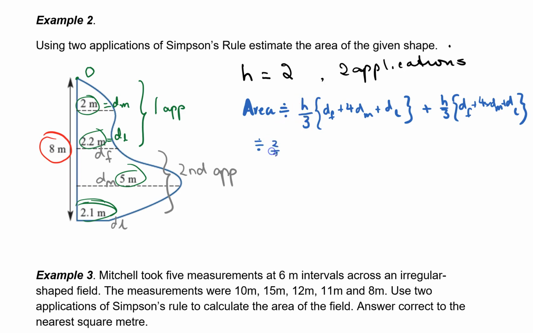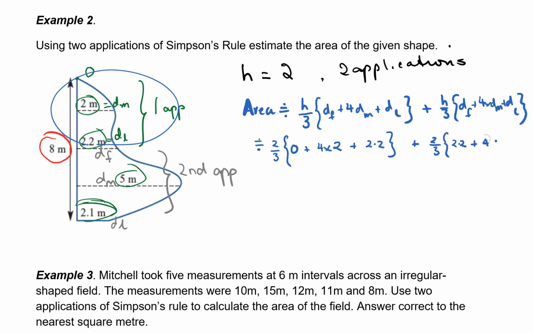H is 2, so it'll be 2 on 3, the first distance for application 1. So we're going from here. Remember, we had to identify that first distance as a 0. It wasn't given. We have to be able to see that. 4 times the middle distance of 2 and the last distance, 2.2, plus second application, h stays the same, 2 on 3. First distance is your 2.2. The middle distance is 5, 4 times 5, and the last distance of 2.1.